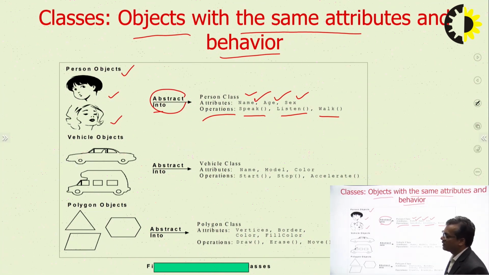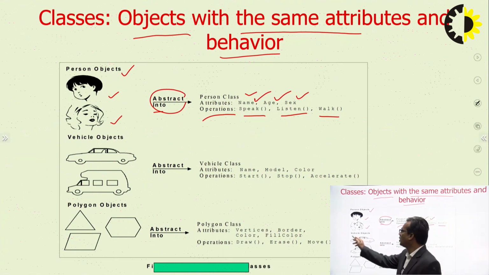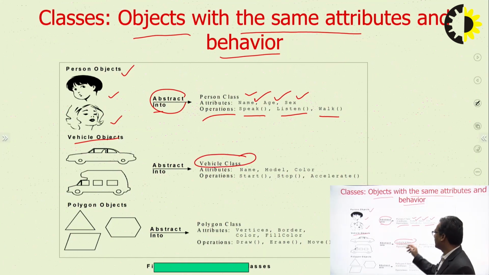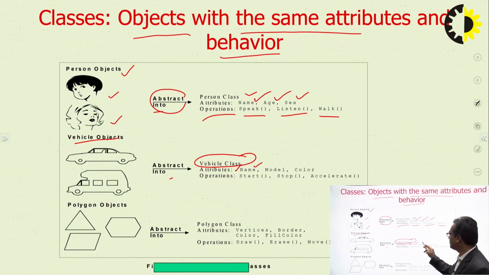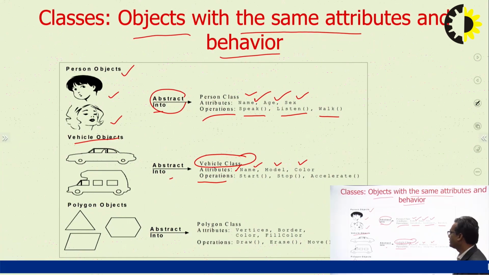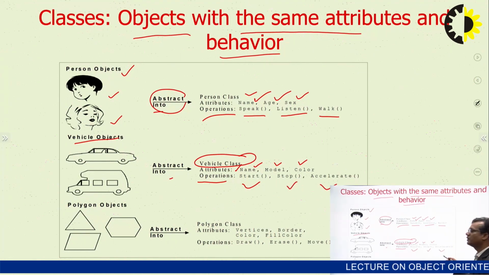Or we can have a different example of a class, like a vehicle class. It is abstracted into attributes like name, model and color of the vehicle. The operations or behavior of the vehicle can be categorized into start the vehicle, stop the vehicle, accelerate the vehicle and many more functionalities of the vehicle.